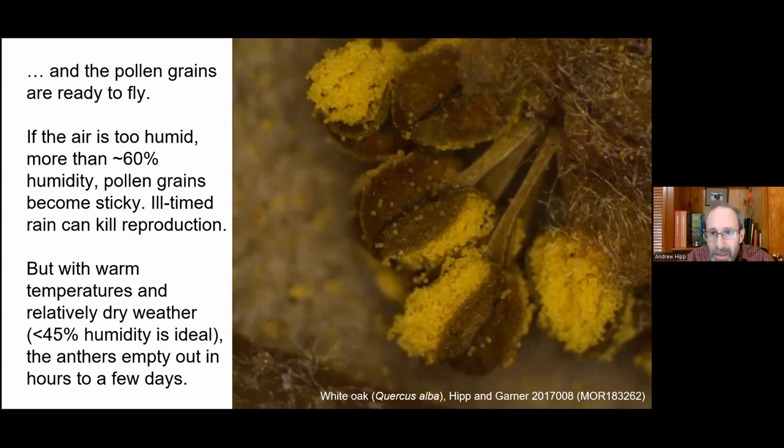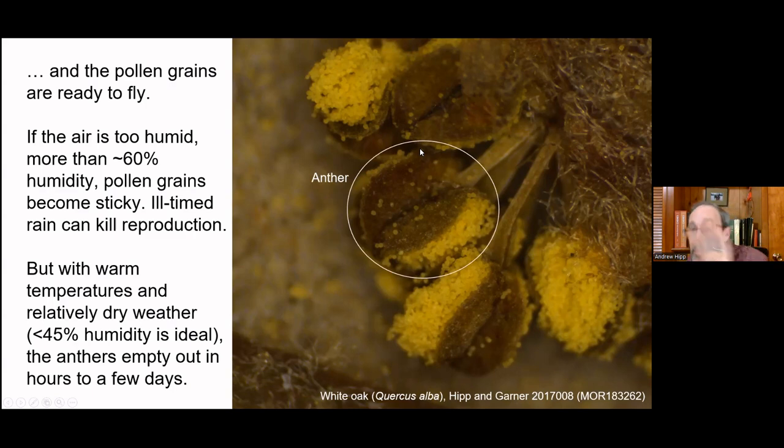When the anthers crack open, if the air is not too humid, the pollen goes flying. If you get low humidity and warm days, there's pollen everywhere. If the air is too humid, though, more than about 60% humidity, all those pollen grains become sticky. They glob together, and you get anthers all over the trail. So ill-timed rain can kill reproduction. If the humidity is low, the anthers empty out in hours to a few days.